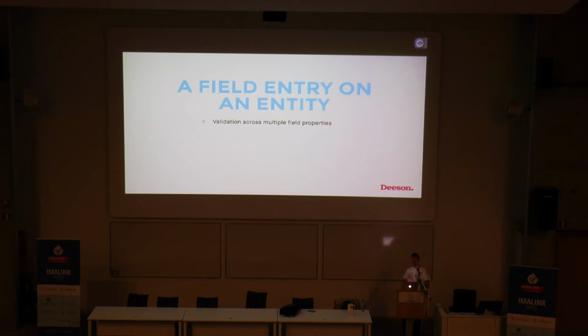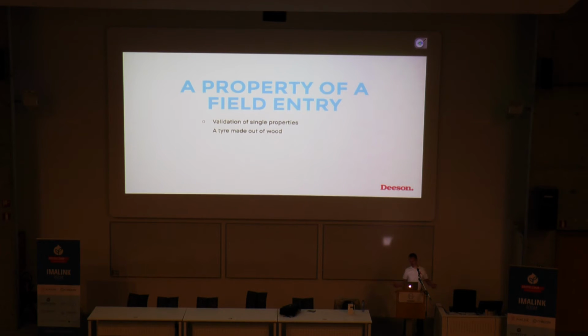Then you have a field entry. So this is a single delta. Again, here you can always validate across the lower levels. So what are the lower levels of a single field entry? Well, the field properties. So for instance, if one of the properties was the rim and the other was the tire, then if you had mismatching sizes, you would probably want to throw an error too. And then last but not least, you can validate the single properties. So for instance, the tire size. Let's say you want to select the tire material and you choose wood, then yeah, that's not going to happen either.